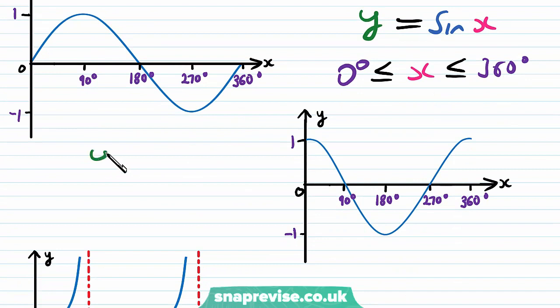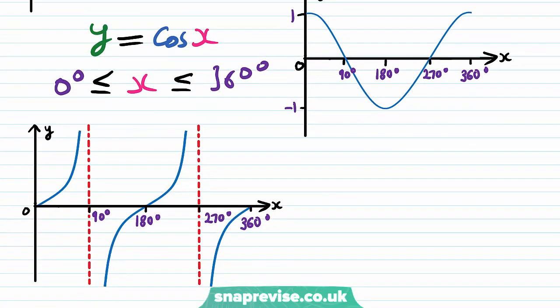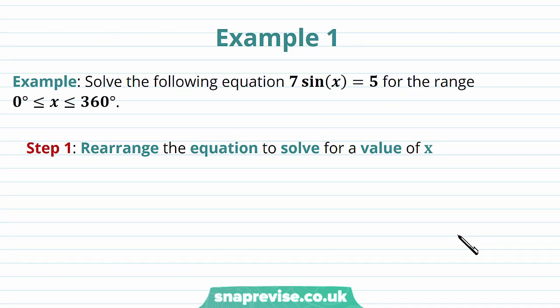Similarly, we have y is equal to cosine of x over the same range. 0 degrees less than or equal to x less than or equal to 360 degrees. And similarly, we have y is equal to tan of x over precisely the same range. 0 degrees less than or equal to x less than or equal to 360 degrees. We can use these graphs to solve the equations once we've reduced the equations to only having one trigonometric function. Let's take a look at some examples.